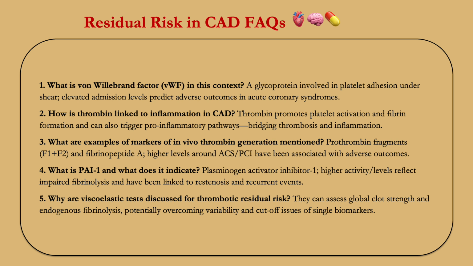What are the examples of markers in vivo of thrombin generation mentioned? Prothrombin fragments and fibrinopeptide A. Higher levels around ACS or PCI have been associated with adverse outcomes. What is PAI-1 and what does it indicate? Plasminogen activator inhibitor 1. Higher activity and levels reflect impaired fibrinolysis and have been linked to restenosis and recurrent events. Why are viscoelastic tests discussed for thrombotic residual risk? They can assess global clot strength and endogenous fibrinolysis, potentially overcoming variability and cutoff issues of single biomarkers.